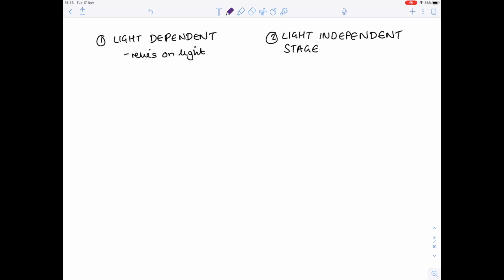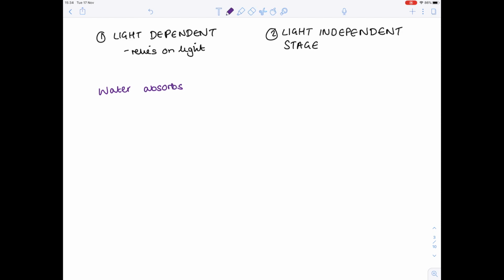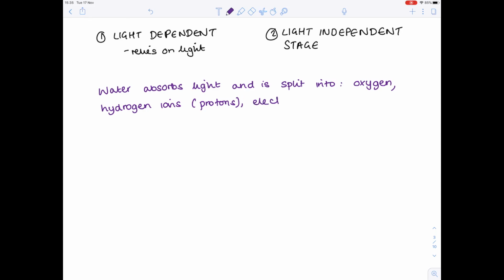Now we're ready to look at the biochemistry of photosynthesis. So the first thing you need to know is that photosynthesis is split into 2 stages. Now the first stage of photosynthesis is the light-dependent stage, and as the name suggests, it relies on light. So what happens here is that the water, which remember is a substrate of photosynthesis, absorbs light and is split into oxygen, hydrogen ions, and electrons. Now remember, hydrogen ions have another name, which is that they are also known as protons. And the final product is electrons.